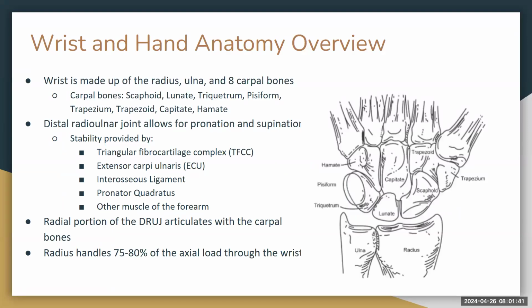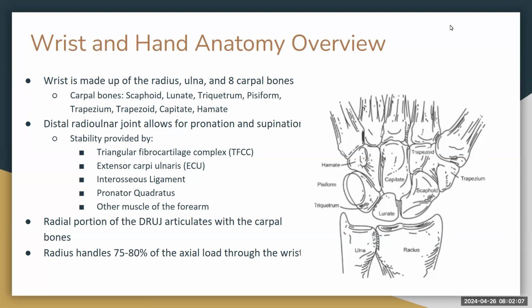So talking about the hand, the wrist, that's made up of the radius, ulna, and 8 carpal bones. I'm sure everybody has their own mnemonic to remember the carpal bones, but those consist of the scaphoid, the lunate, the triquetrum, the pisiform is how I pronounce it, but I've heard it other ways. Trapezium, trapezoid, capitate, and hamate.